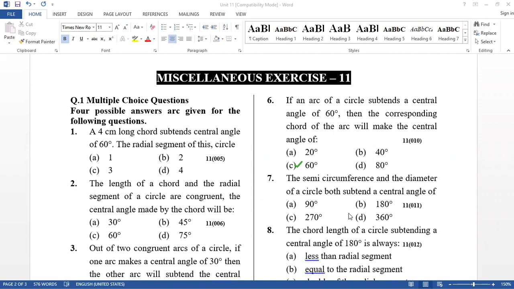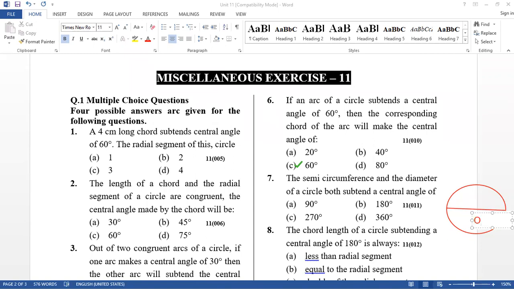Number 7, the semicircumference and the diameter of the circle both subtend the central angle of? So it needs some sort of diagram. I will just make one circle right here, and for your understanding, I am drawing one diameter as well so that I can make a semicircle right here. And O will be somewhere here. It is the center point.